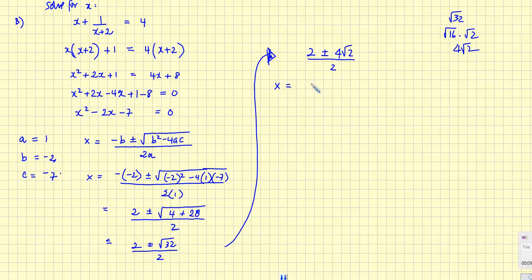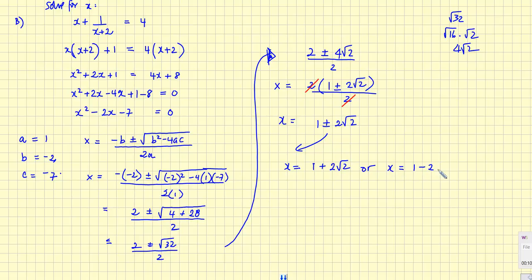remove a common factor up at the top, so we have 2 bracket 1 plus or minus 2 root 2, all divided by 2. My 2's on the outside here cancel out, and I get a final answer of x equaling 1 plus or minus 2 root 2. And again, remember that there are two solutions here. It's x is either equal to 1 plus 2 root 2, or x is equal to 1 minus 2 root 2.